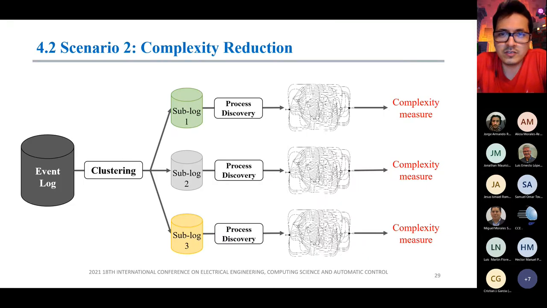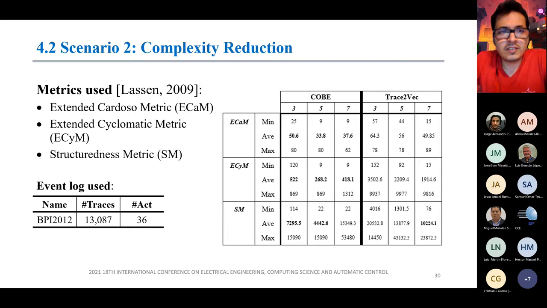The second scenario consists of clustering an event log to discover a workflow net from each sublog and measure the complexity of the discovered workflow nets. For this experiment, we used an event log with 36 activities and over 13,000 traces. Three complexity metrics specific to workflow nets were used. Again, we compared the results obtained with trace2vec.